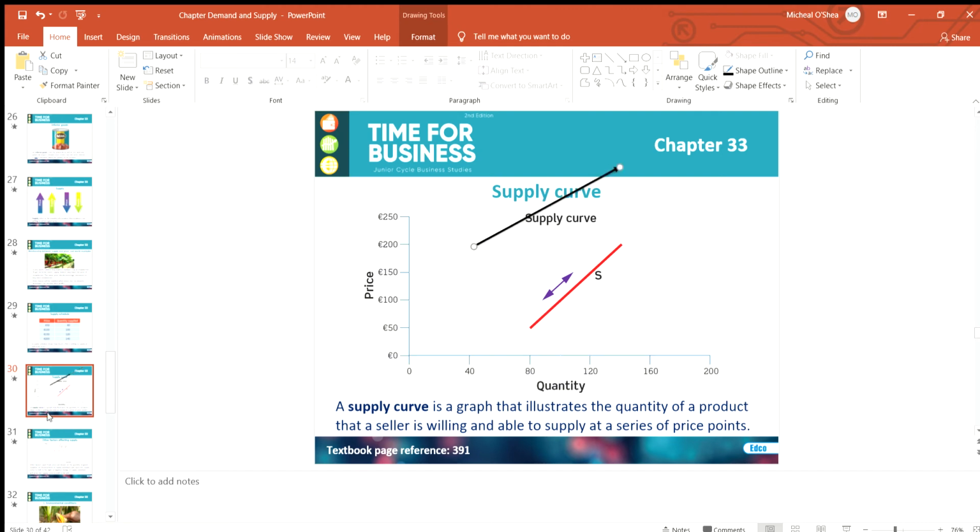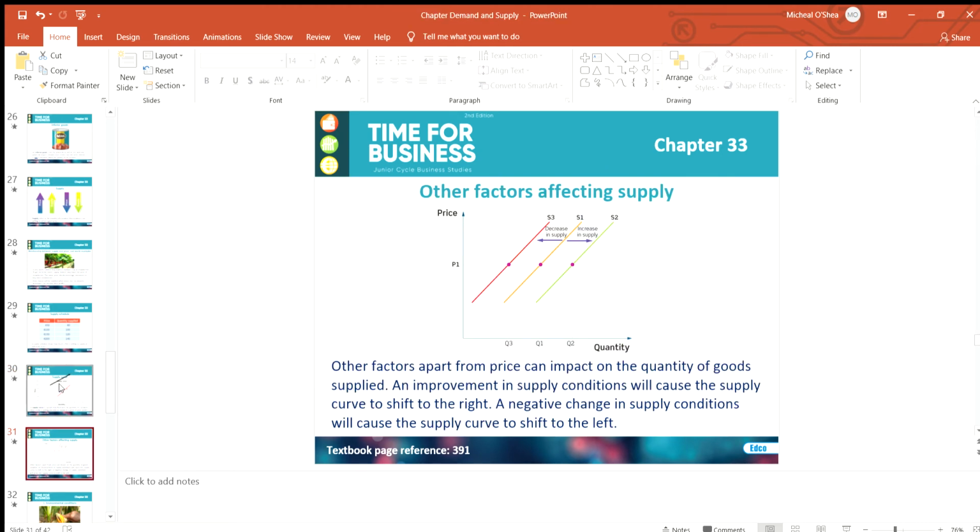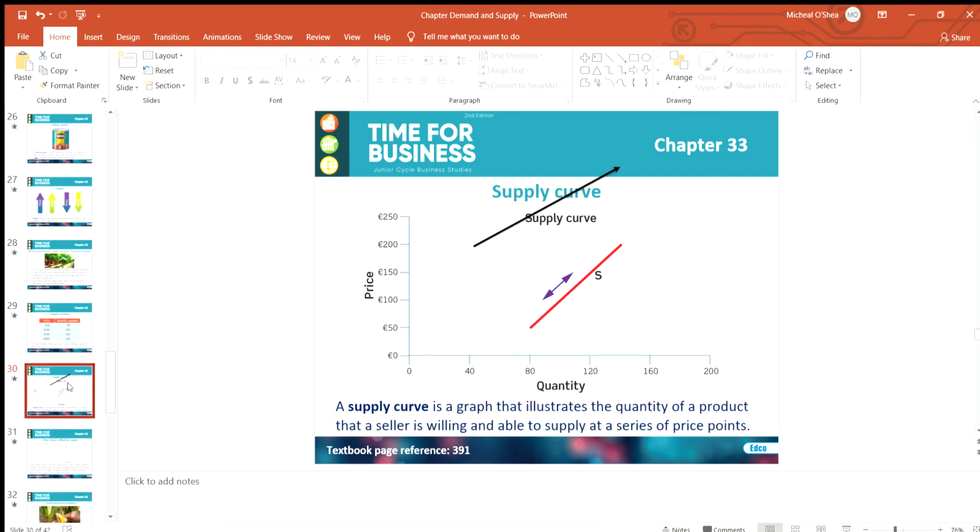Now, if we jump back to this slide here, we can see that if supply goes up, it also moves right. Supply goes down, it moves left. So the further right over in the graph you go, the higher the supply line. So if I have a supply line here, when the price is 100, the quantity is 20.